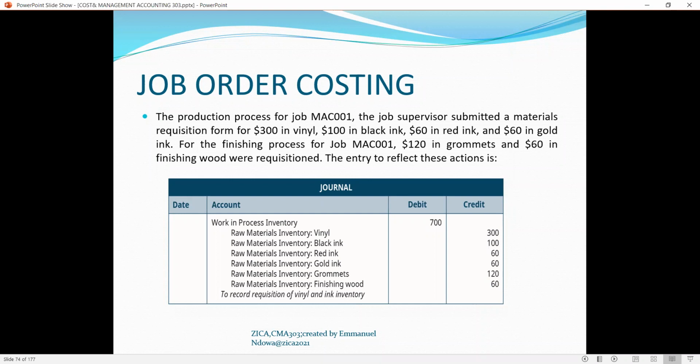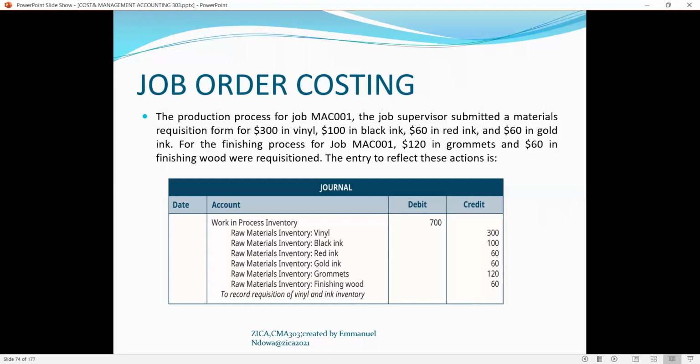You then need to employ the labor that is going to be employed in order to come up with that billboard. So are we clear on the allocation of material to that production unit as it has been requested by the supervisor? Are we clear on this stage?